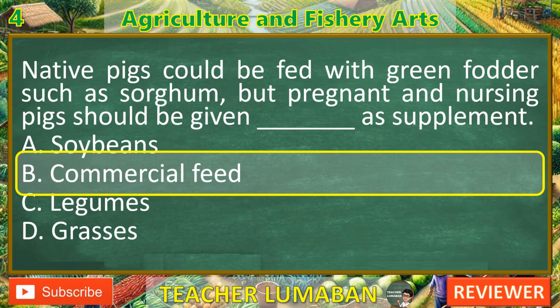D. Grasses. While grasses provide fiber and can be part of the diet, they are not energy or nutrient dense enough to meet the needs of pregnant and nursing pigs, which require higher protein and energy intake for fetal development and milk production. Therefore, commercial feed is the best option to supplement the diet of pregnant and nursing pigs, as it provides a complete and balanced nutrition to support their increased needs.